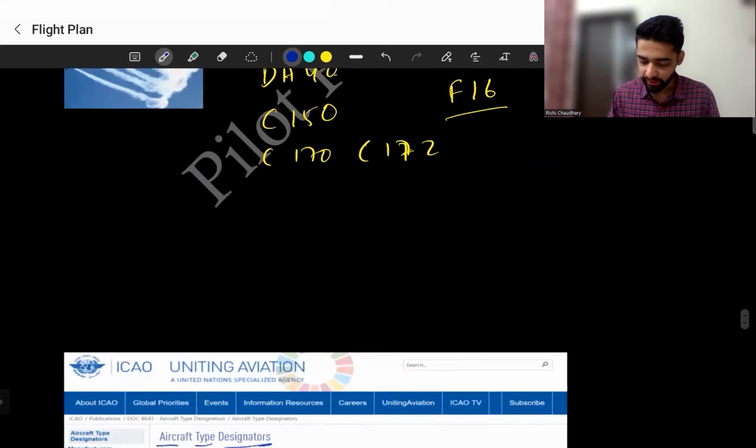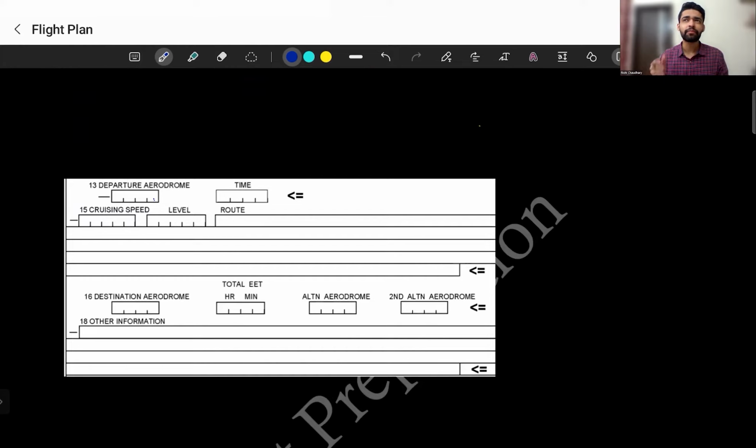Okay, so you can again see this map here. We'll discuss about this again. And item number 13 is talking about the departure aerodrome. So the departure aerodrome is Delhi, and Delhi comes under which FIR? It comes under Delhi FIR, and all the different stations near Delhi also come under Delhi FIR. So whenever a FIR is there, the initials will have that FIR's name.